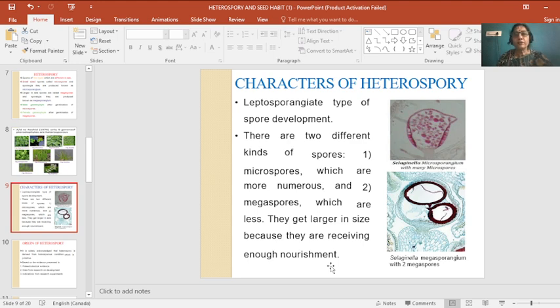The characters of heterospory: mostly they are of the leptosporangiate type of spore development. In leptosporangiate, the sporangium develops from a single initial cell. There are two different kinds of spores: the microspores, which are more numerous, and the megaspores, which are fewer. They get larger in size because they are receiving more nourishment. So you can see the megaspore and the microspores.